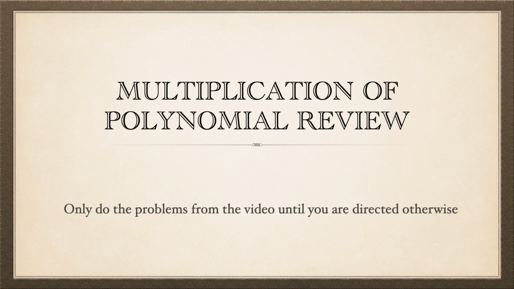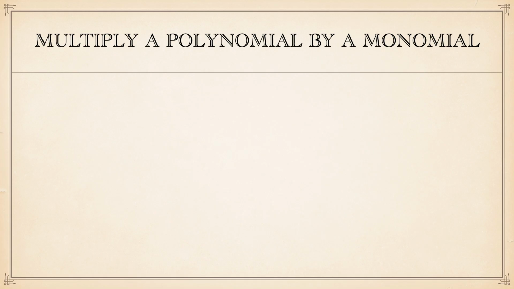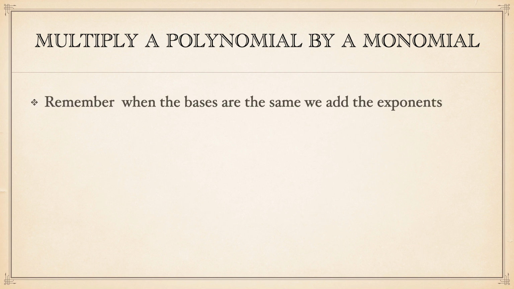So here we go. Today we're going to be talking about multiplying a polynomial by a monomial, and so remember when the bases are the same, the bases would be like the x or the y or the z, we're going to add the exponents. That was one of those exponential laws.